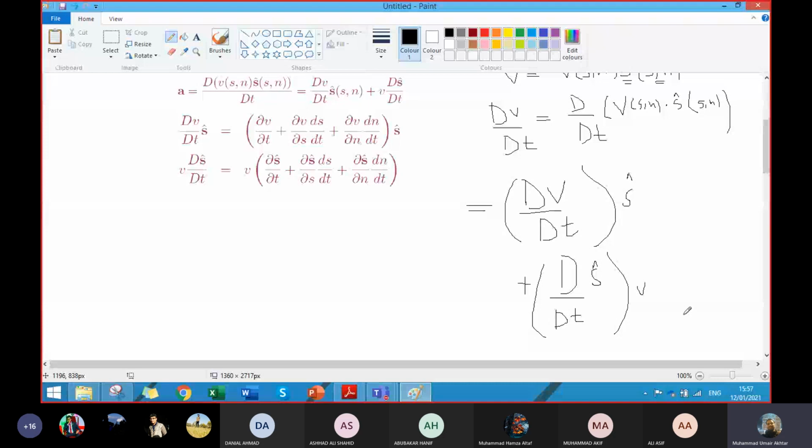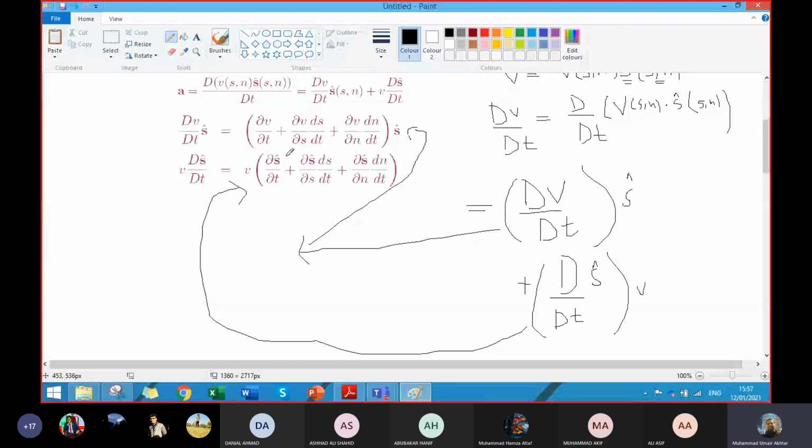Yes, sir. Then you will have the total derivative expansion for each of these terms. Expansion is explained here. So can you do this? There are two coordinates only. Velocity will change with respect to time, so partial V by partial T. Velocity will change with respect to the S coordinate, and S coordinate will change with respect to time. Plus velocity will change with respect to the normal coordinate, and the normal coordinate will vary with respect to time. Is it clear?